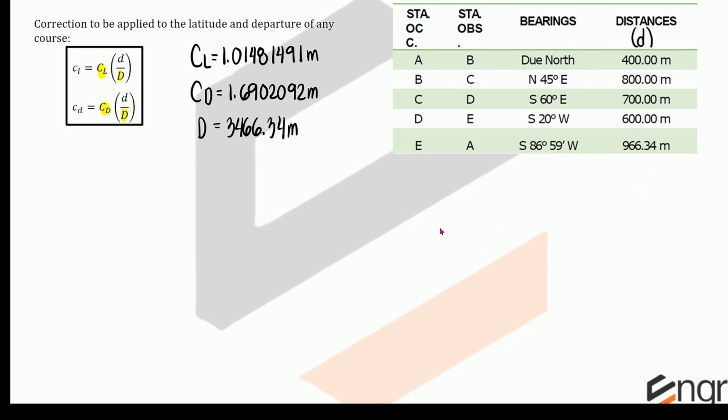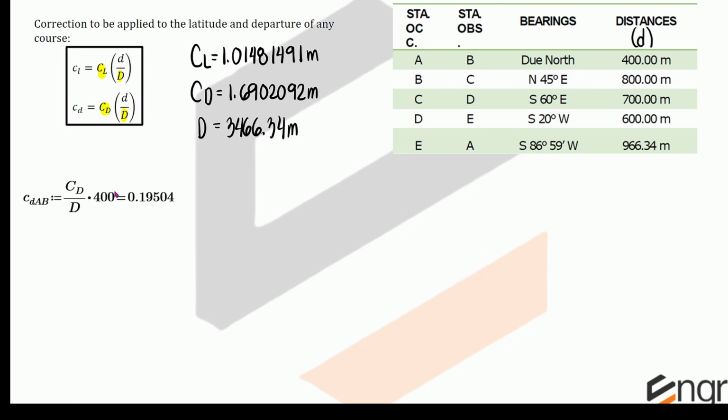So how do we know when to subtract or when to add? If we look at our total correction in latitude, the result is positive. So in order for this to become 0, we need to subtract values. Essentially, if the total correction is positive, we need to subtract the corrections. And if the total correction is negative, then we need to add the corrections so that it would become 0. Because our goal is to make the linear error of closure equal to 0 so that we would essentially have a closed traverse.